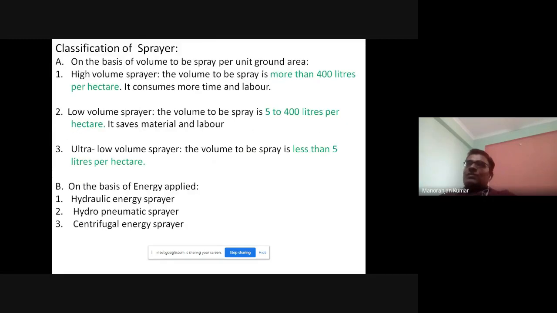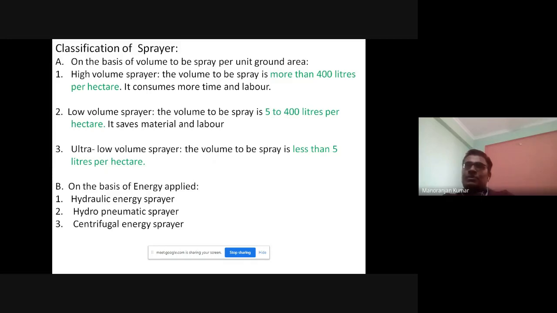Now the classification of a sprayer. Sprayers are classified on the basis of volume as well as on the basis of energy. On the basis of volume to be sprayed per unit ground area, sprayers are classified into three types. First is the high volume sprayer, second is the low volume sprayer, and third is the ultra low volume sprayer. If the volume to be sprayed is more than 400 liters per hectare, then it is known as a high volume sprayer.